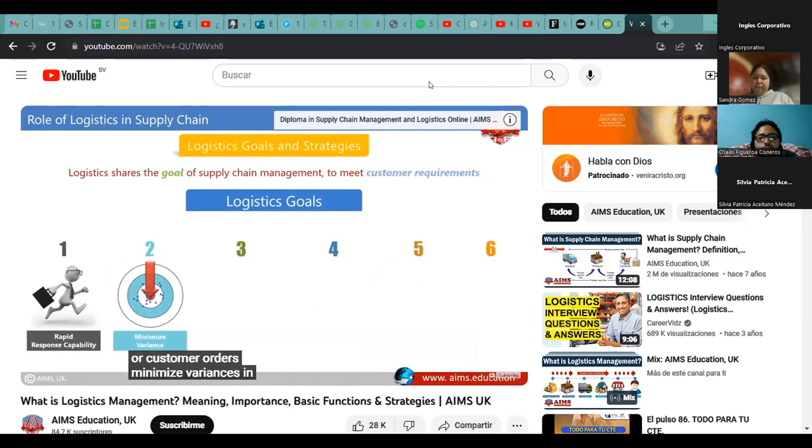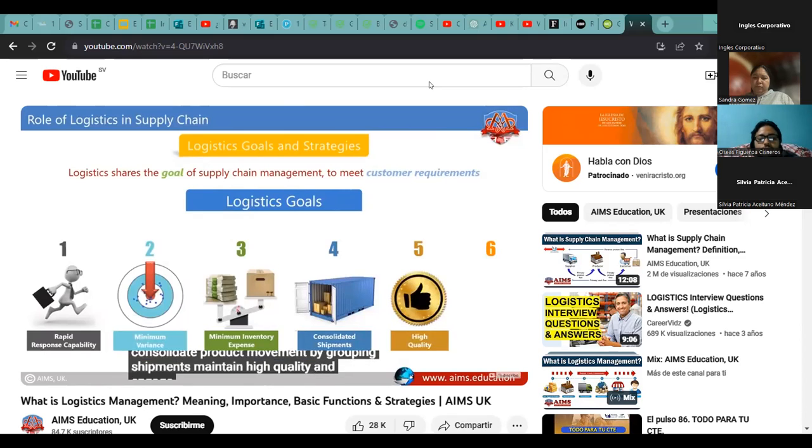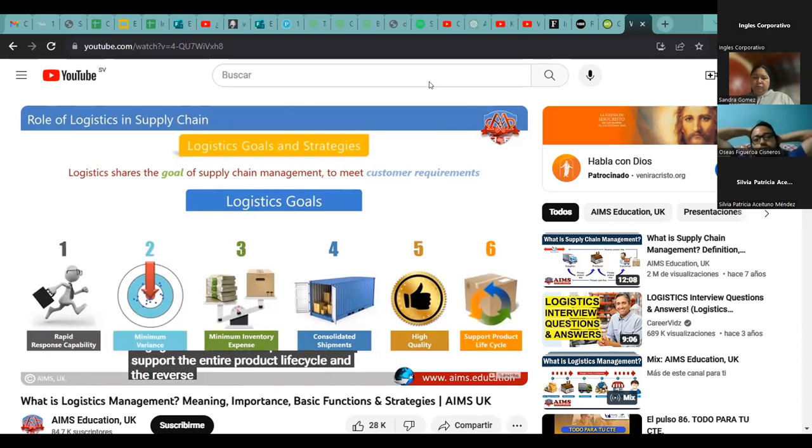Minimize variances in logistics service. Minimize inventory to reduce costs. Consolidate product movement by grouping shipments. Maintain high quality and engage in continuous improvement. And support the entire product lifecycle and the reverse logistics supply chain.